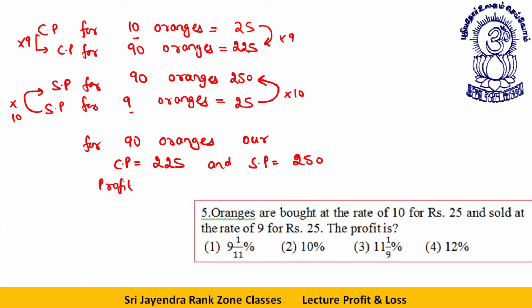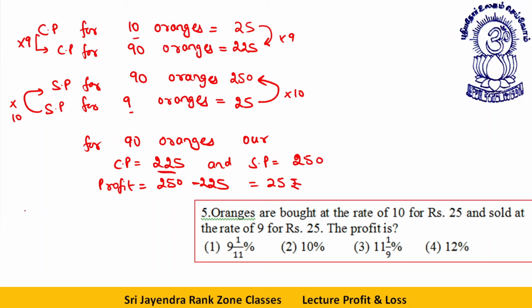Therefore, we have a profit. Thank God this fellow made a profit of something. Otherwise, the previous two shopkeepers were absolutely foolish. They were making a loss both the times. Okay, 250 minus 225, so the profit is 25 rupees.